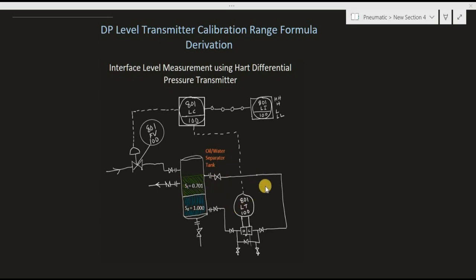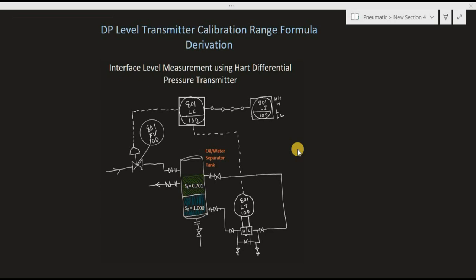refineries, such as the one shown in the piping and instrumentation diagram on the screen here. Okay, by the end of this video, you will have a better understanding of the equation for calculating the calibration range and how DP transmitters are used in interface level measurement.